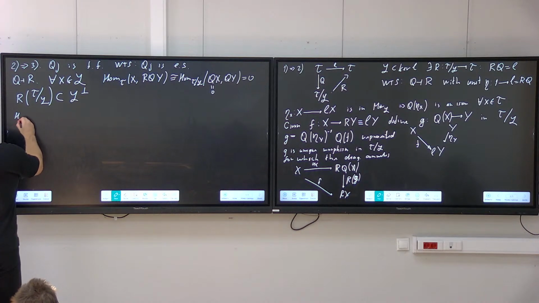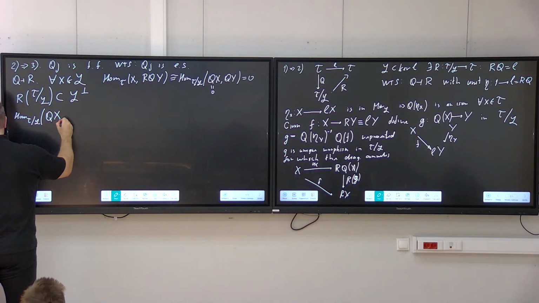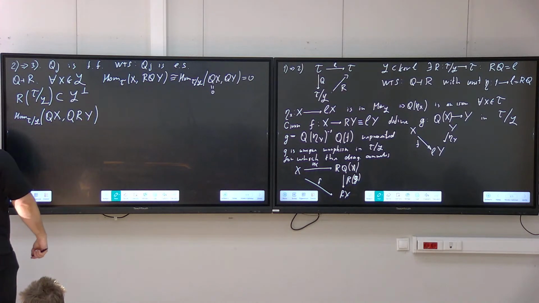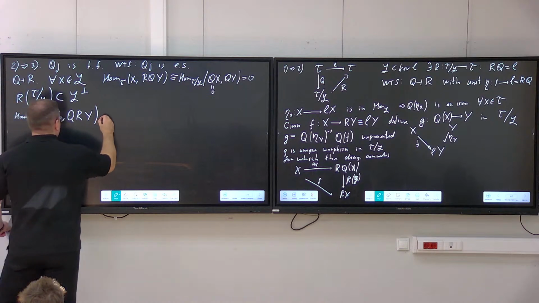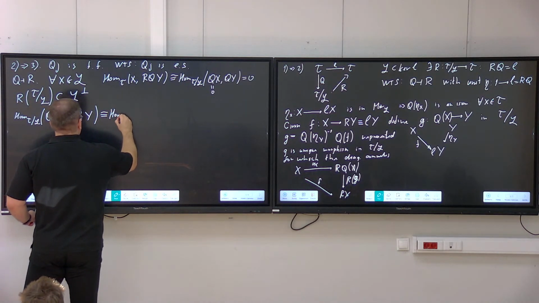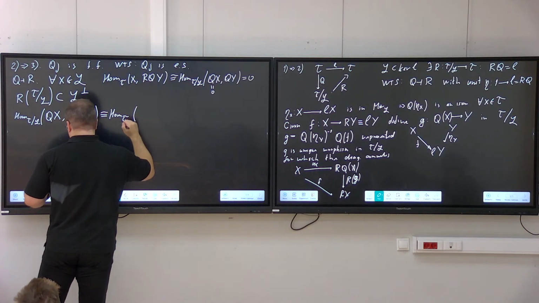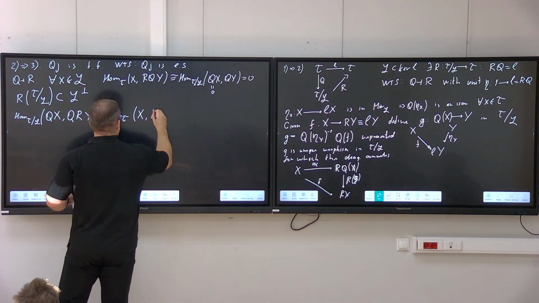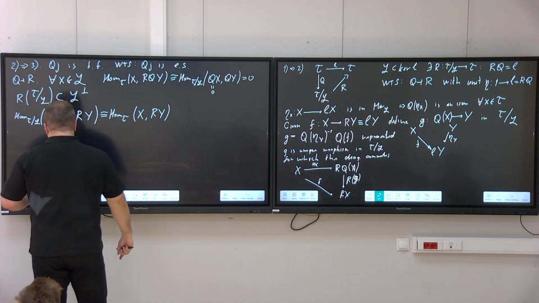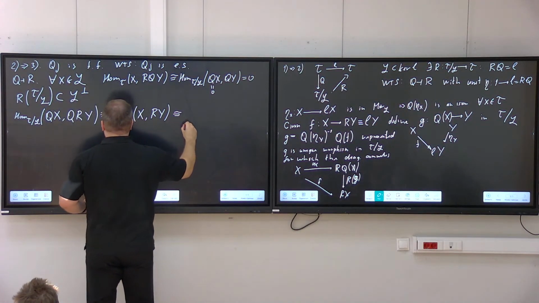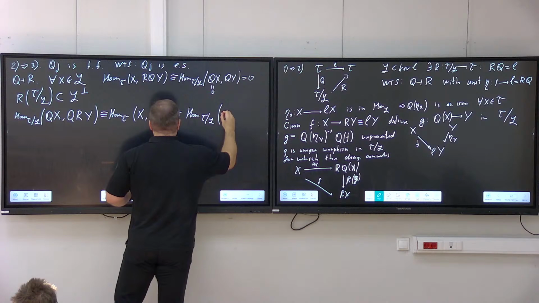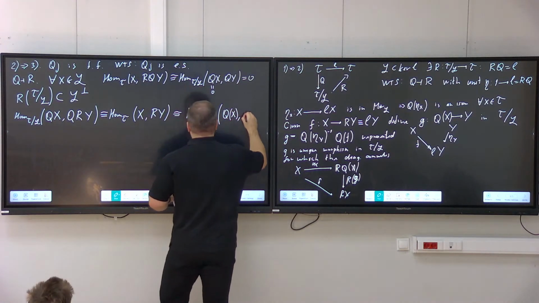So then let's look at the home in the quotient category between the Qx and the QRy. Right? Again, by using the first lemma of today's lecture, I can say that this home is isomorphic to the home in the category T, where I keep object X and write Ry. And then by the adjunction, I can rewrite this again as the home in the quotient category between the objects Q of X and Y.